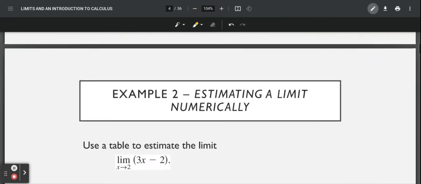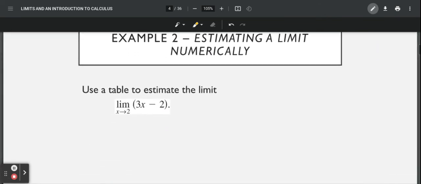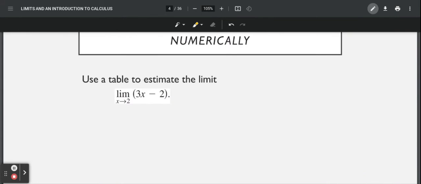All right, so here's our example. We're going to use a table to estimate the limit as x approaches 2 of 3x minus 2. So in your calculators, go to your mode and put it back into function mode, and type in 3x minus 2. When we look at our table, we have an x value and a y value. If we're approaching 2, then in your table set we want to start at 2, but we want our change in table to be 0.001.